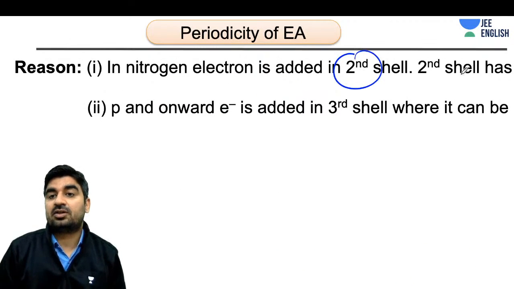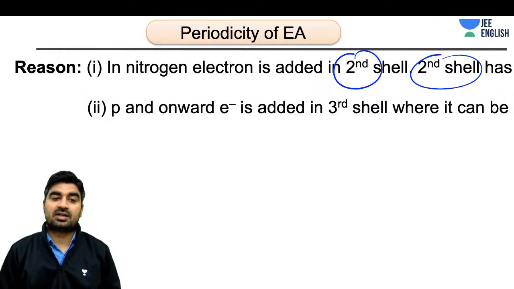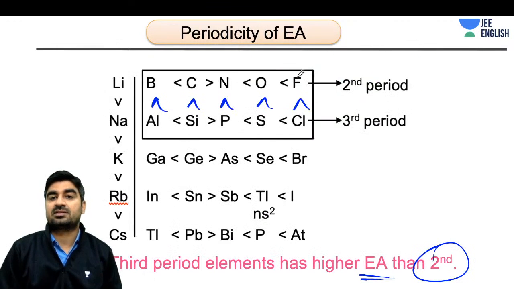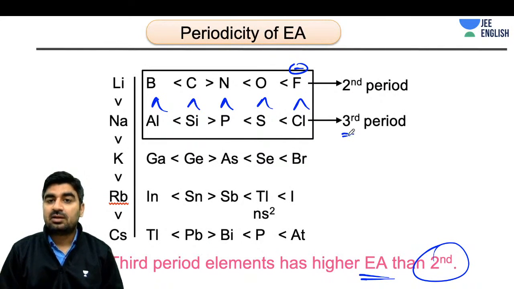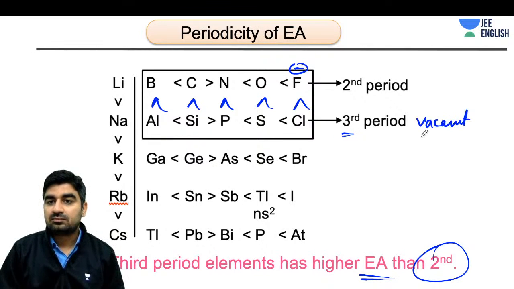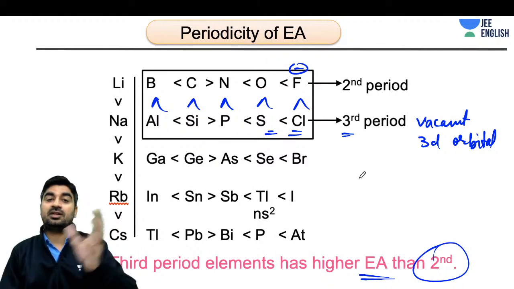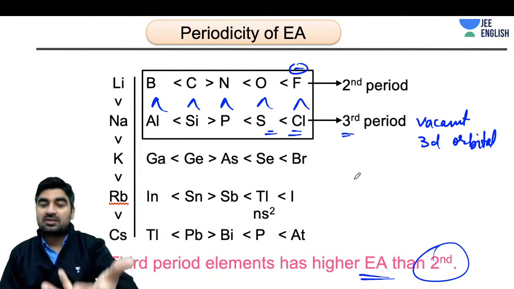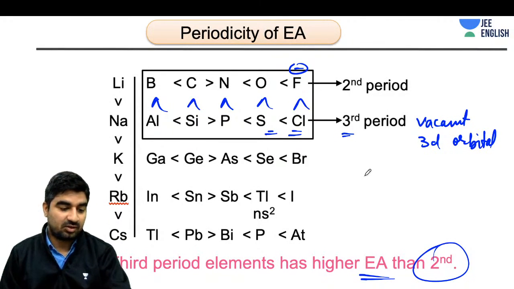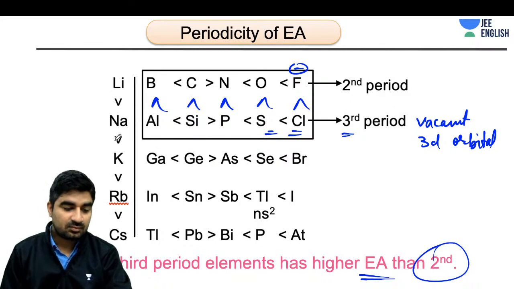If an electron is added to the second shell, then the second shell is having small size, and due to small size, repulsion will become more. But the third period has vacant 3d orbitals. So if an extra electron is added to them, yes, they can delocalize or shift their electron into the vacant d orbital. Got it? Any doubt?